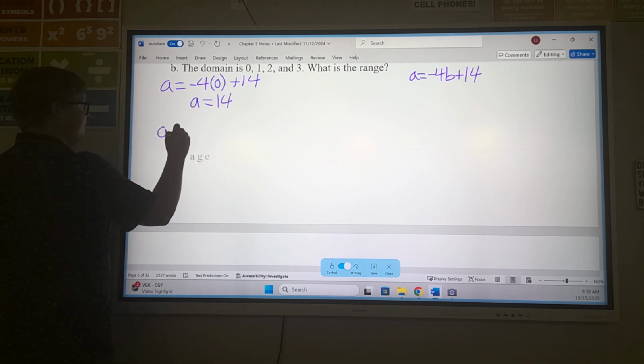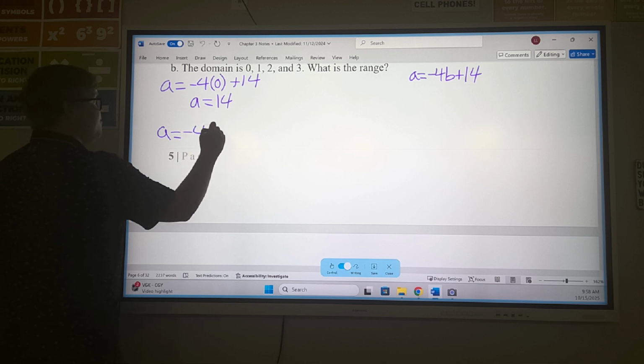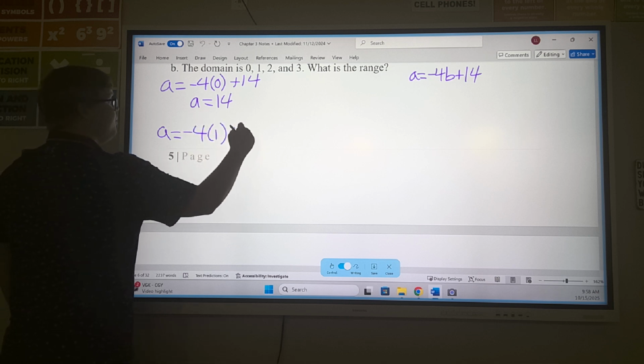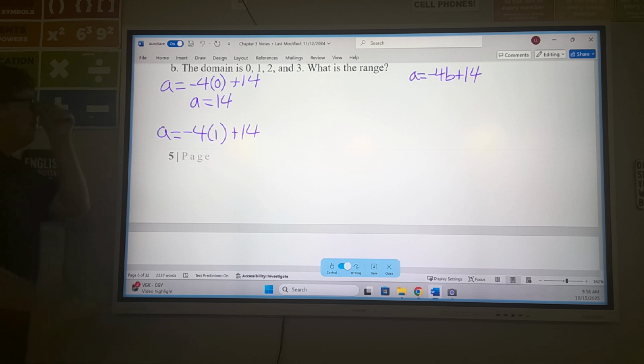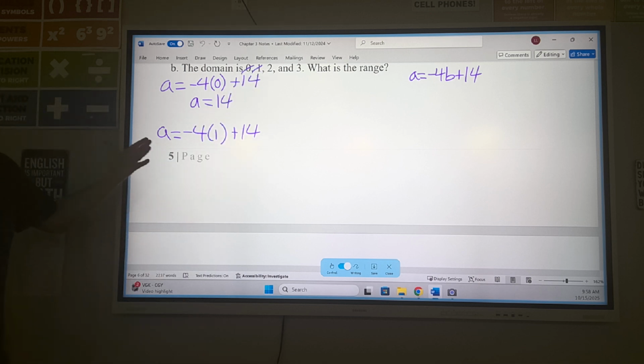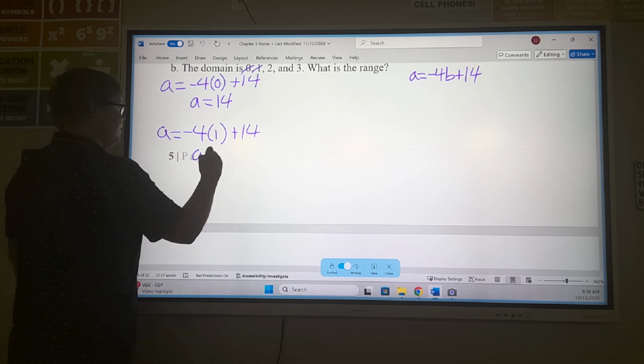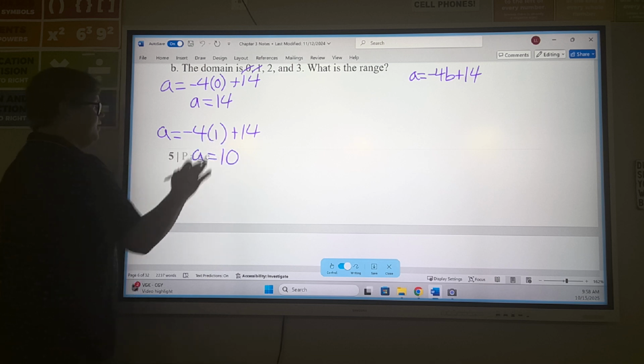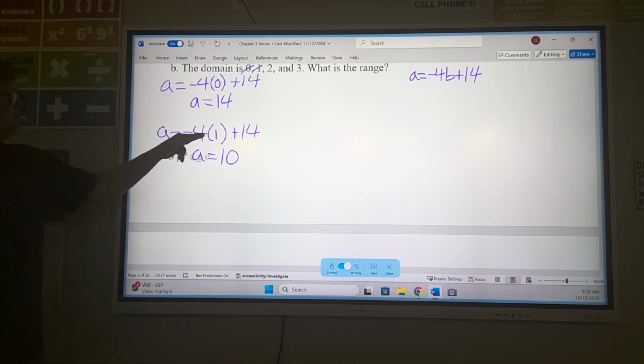Our second equation, A equals negative 4 times 1 plus 14. Negative 4 times 1 is a negative 4. 14 minus 4 is 10. So that tells us right there, if we are making one batch of avocados, we are using 4 avocados, right? Because 14 minus 4 is 10. That means we have 10 left.